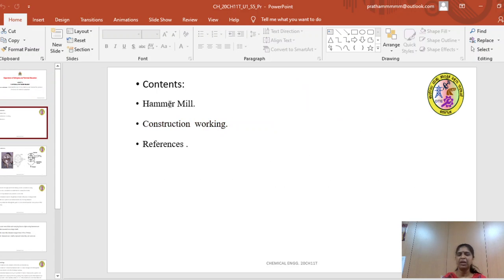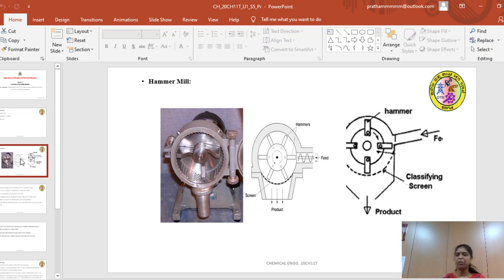In this session we will be learning about the hammer mill, the construction, the working of it, and the references and the videos connected with it. Just look at the diagram of how it exactly looks. So this is the pictorial representation of the hammer mill. You can see the schematic representation given to the right side of yours. Observe where everything is.